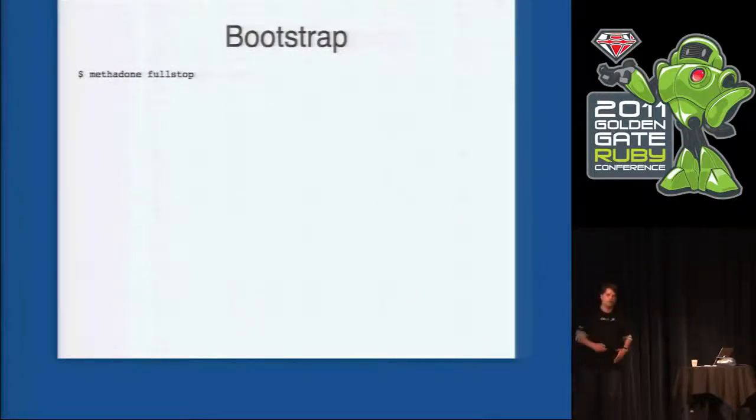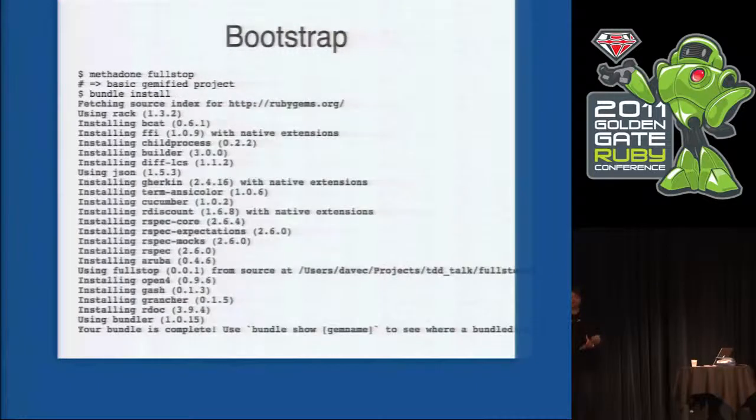Like I said, I have this thing called Methadone. It basically makes this gemified project for you, and it's more sophisticated than what you get with bundled gem. It actually sets up a rake file with running tests, and it's opinionated to the way I want to do it. So I'm not saying you have to use my thing, but something that does it however you want to do it. And so when we bundle install, we'll see a whole bunch of stuff.